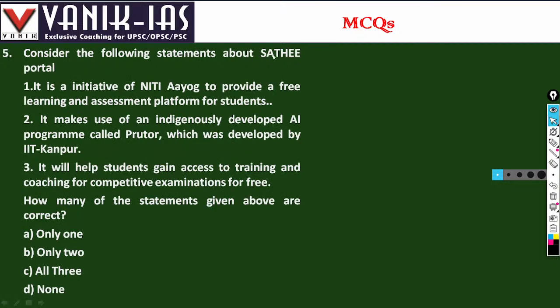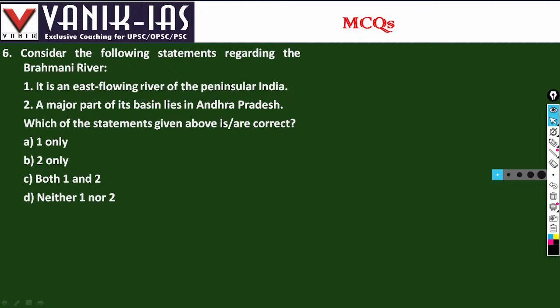Consider the following statements about the Sathi portal. It initiates the NITI to provide a pre-learning and assessment platform for students. So, incorrect, it is an initiative of the Ministry of Education. It makes use of an indigenously developed AI program called Proctor, which was developed by IIT Kanpur, right? It will help students gain access to training and coaching for competitive examinations for free. 2 and 3 are correct. Two, only two, because one is incorrect. Consider the following statements regarding the Brahmani River. It is an east-flowing river in the peninsula of India, in peninsular India, right? A major part of the basin lies in Andhra Pradesh. So this is wrong. So only one is correct.